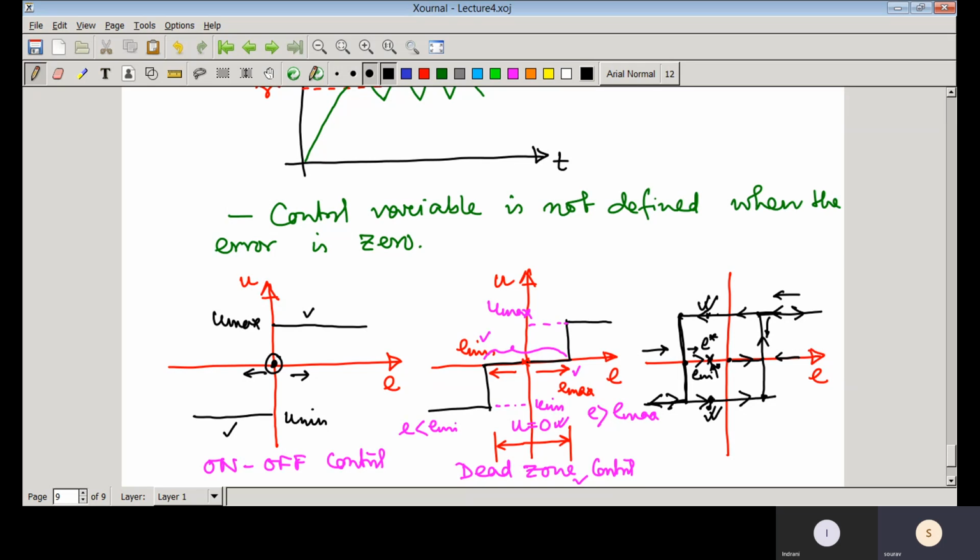Whereas if you have reached this particular point just by decreasing this value, then of course you will be following this path, you will be here. So that means it depends on the initial condition. It has some memory. So this type of control is called hysteresis control. Hysteresis control is very, very effective, but there is a problem as it has some memory and it depends on the initial condition.